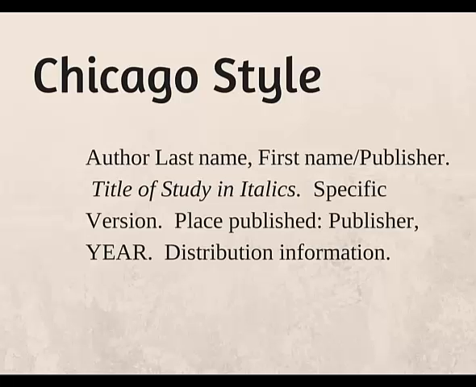After the version, you'll say the place published, colon, name of publisher, comma, year, period. There may be specific distribution information listed as well, in which case, list that, followed by a last period.